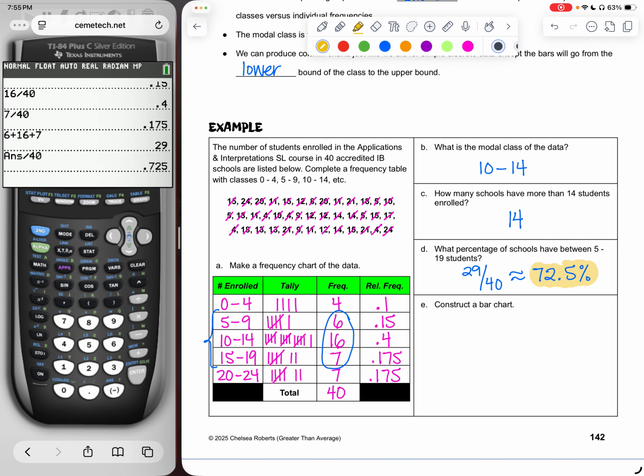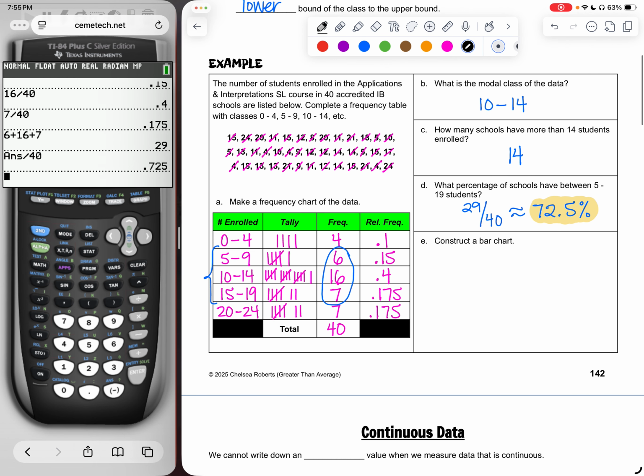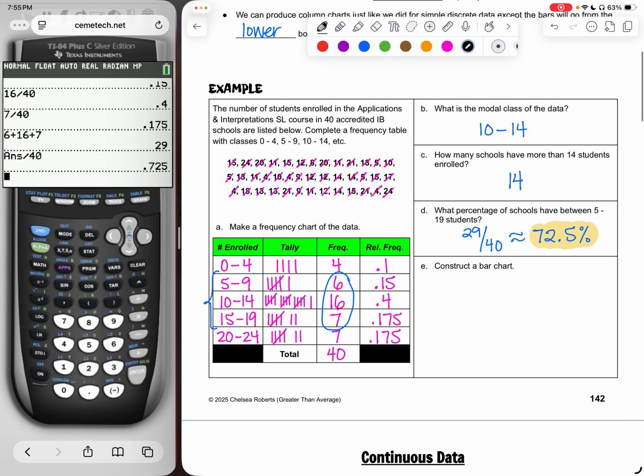The next thing they want us to do is make a bar chart. So what I'm going to do here is make an X and a Y axis. We know that the frequency is the Y values, and we know that the class is going to be the X values, aka the number that is enrolled.